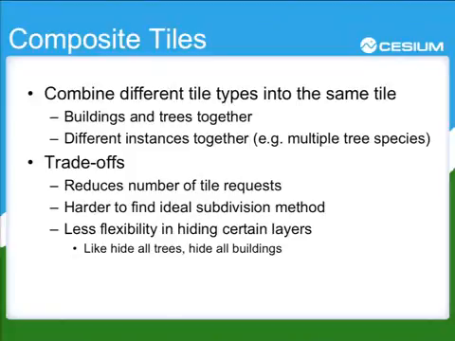Some of the trade-offs: it's good because you can reduce the number of tile requests. Instead of loading the building tile and the tree tile, you can now just load the building and tree tile together. But there are some disadvantages. It's harder to find the ideal subdivision method, because now you have these different data types, and it might be harder to find a good method for subdividing. You also have a little less flexibility in hiding certain layers, so it's harder to hide the tree layer versus the building layer. But if you don't need that, then a composite tile might be what you're looking for.